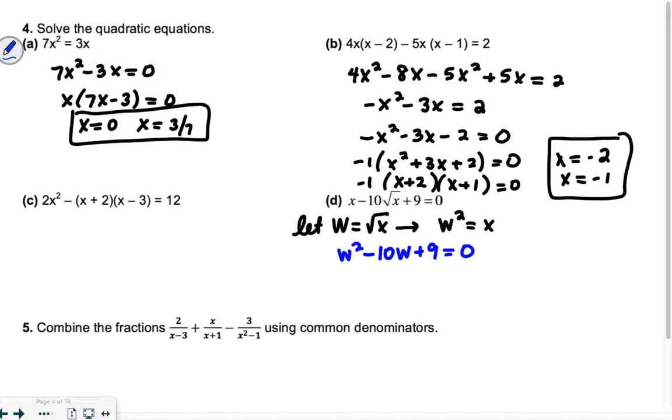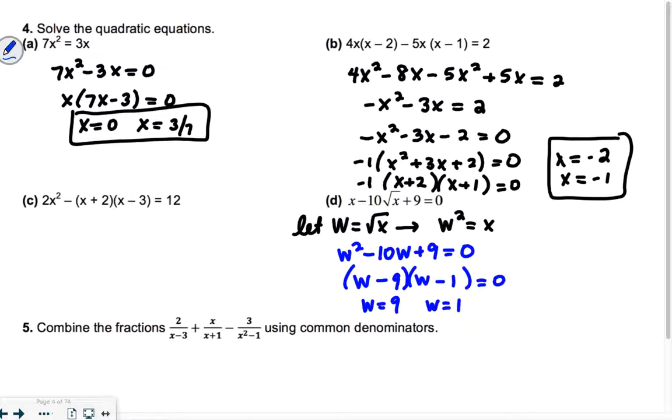That becomes a quadratic equation that we can then factor. So if I factor, I have W and W. And I have 9 and 1. I need minus and minus. So I get W equals 9 and I get W equals 1.